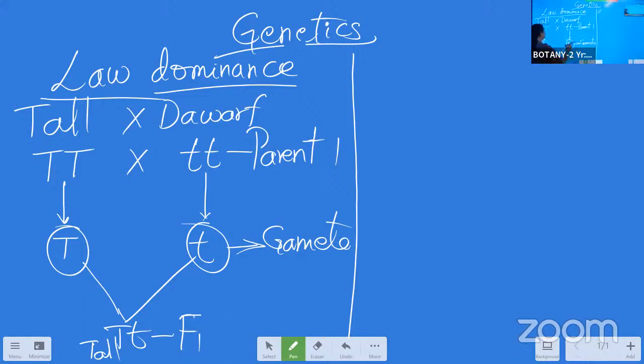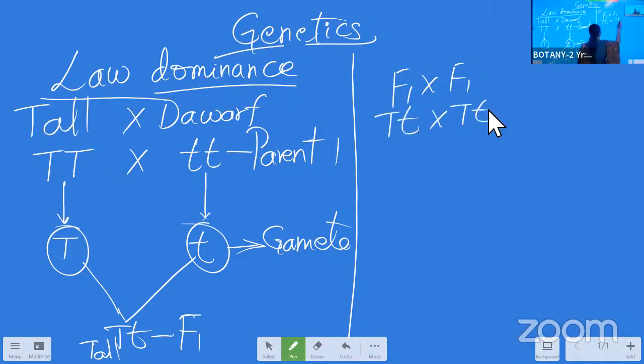First of all, he crossed 2 plants. After that, he started doing the selfing. Once the selfing was done, F1 should be crossed with F1. That is selfing: capital T, small t should be crossed with capital T, small t. Now, these are the second parents.